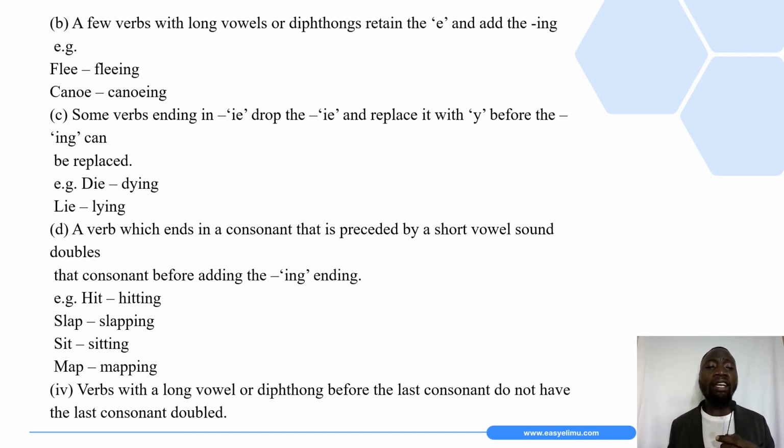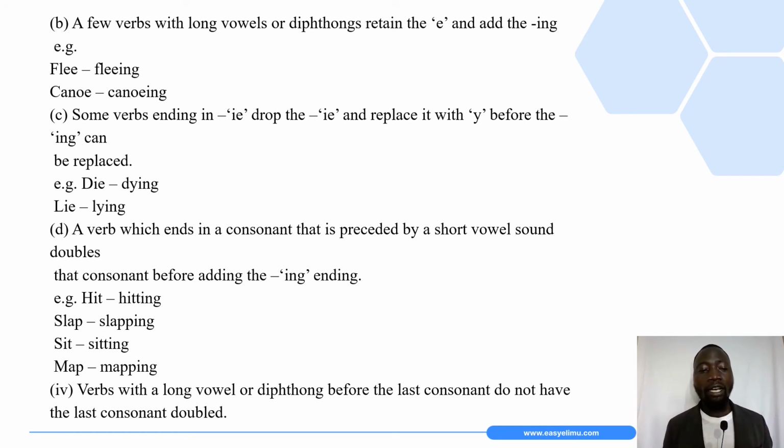And again, some verbs ending in IE, we normally drop the IE, then replace it with the letter Y before the -ing can be added to it. For example, we have die. So in die, the IE is replaced with Y, then -ing is added. Also, if you look at lie, the IE is omitted, then it is replaced with the letter Y before adding -ing.